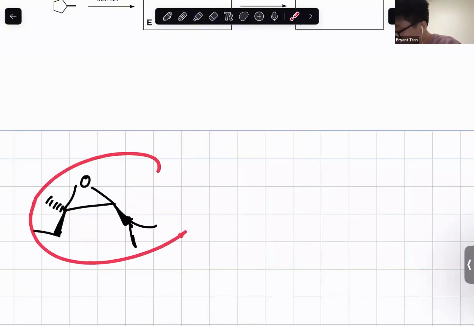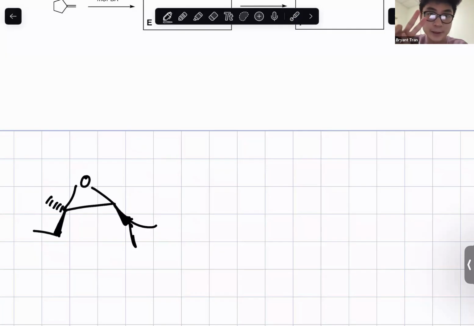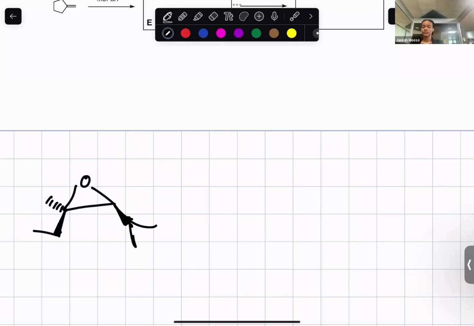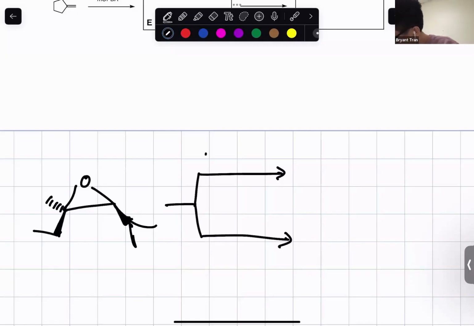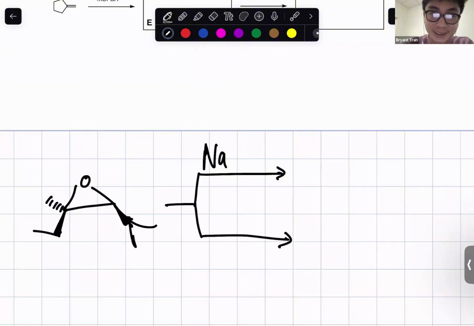And then we can open up this epoxide in two ways. We can open it up in acidic conditions or in basic conditions, right? So let's talk about basic conditions first, and then we'll talk about acidic conditions afterwards. In basic conditions, just think about negative charges, like alkoxide ions, like OR minus or OH minus, the hydroxide ion, right?